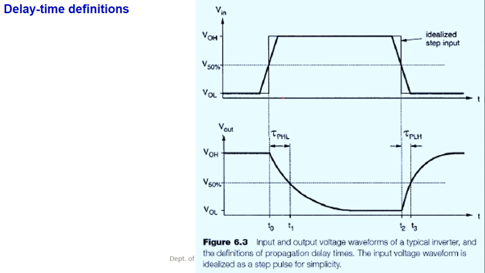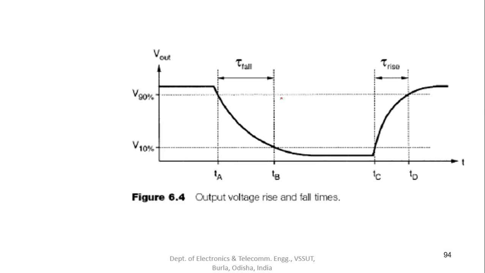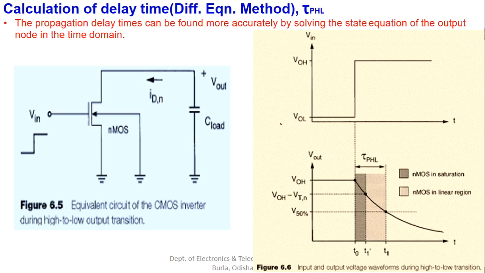If we go to the diagram, look here. The output is going from high to low. This is the peak point, VOH, and when it goes from high to low following this path, this is the 50% value. So this complete duration is the tau PHL duration.